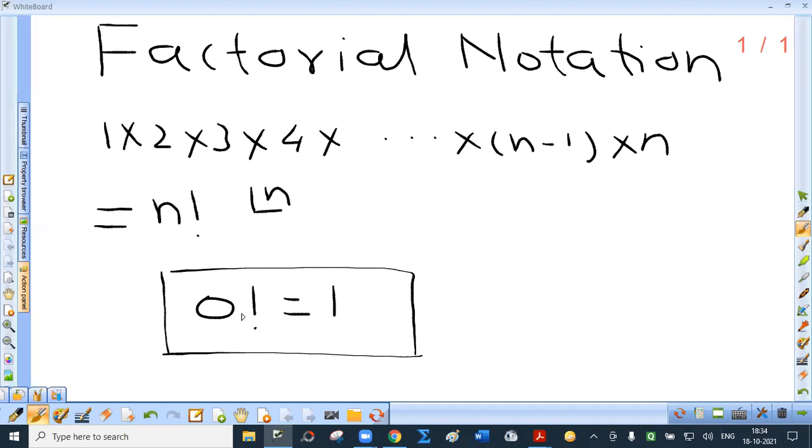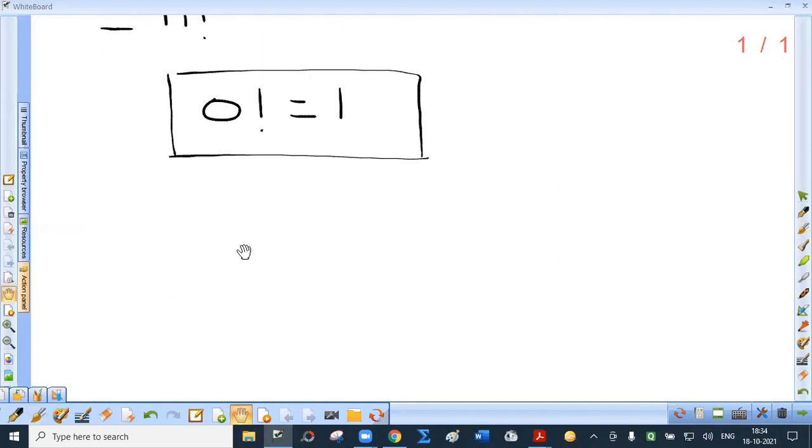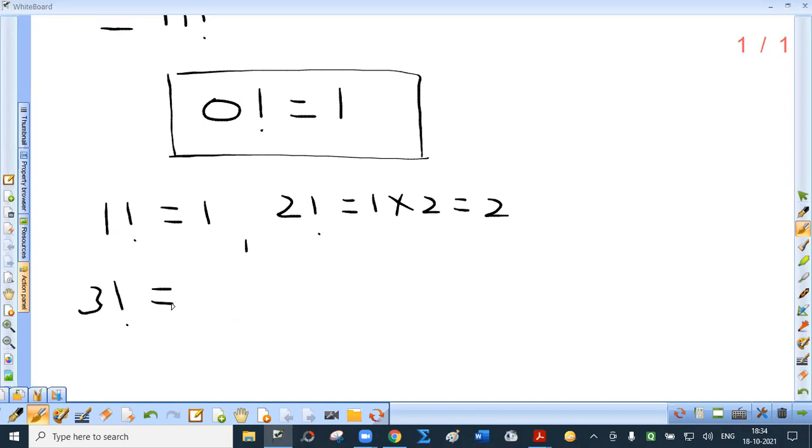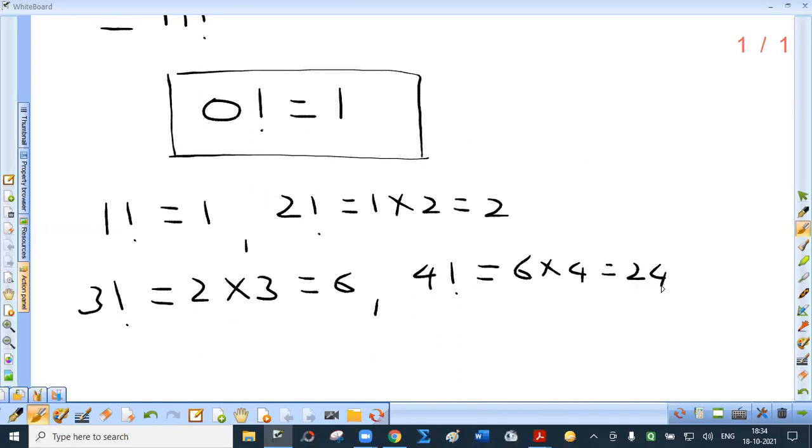Okay. So what is 1 factorial? 1 factorial is product of first one natural number, that is just 1. What is 2 factorial? Product of first two natural numbers, it is 2. What is 3 factorial? It is 1 into 2 into 3, but 1 into 2 is already obtained. So I'll just say 2 into 3, that is 6. What is 4 factorial? Product of first 4 natural numbers, 1 into 2 into 3, which is 6, into 4, that is 24. Similarly, what is 5 factorial? 1 into 2 into 3 into 4 into 5. So 24 into 5, that is 120.